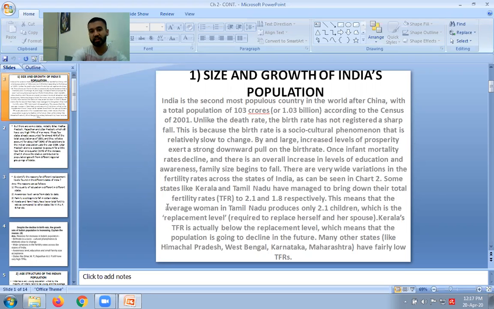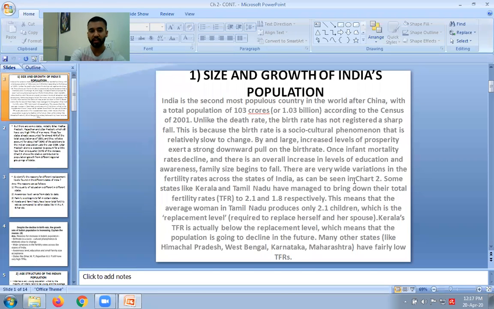Unlike the death rate, the birth rate has not registered a sharp fall. This is because the birth rate is a socio-cultural phenomenon that is relatively slow to change. By and large, increased levels of prosperity exert a strong downward pull on the birth rate. Once the infant mortality rate declines, there is an overall increase in levels of education and awareness. Family size begins to fall.